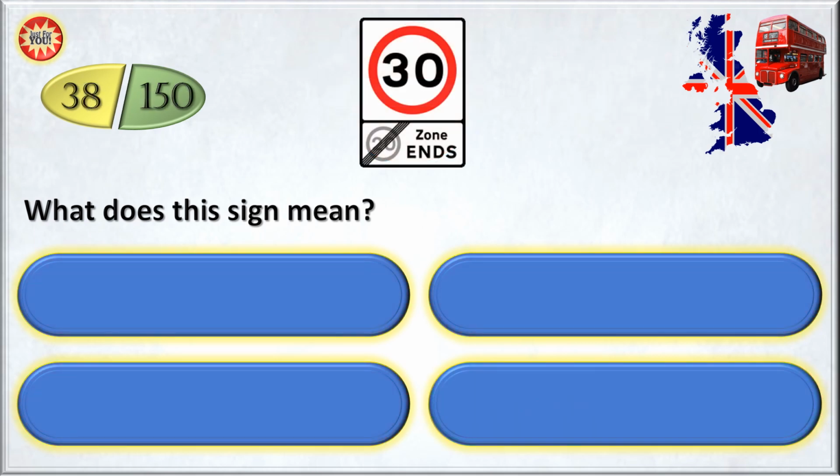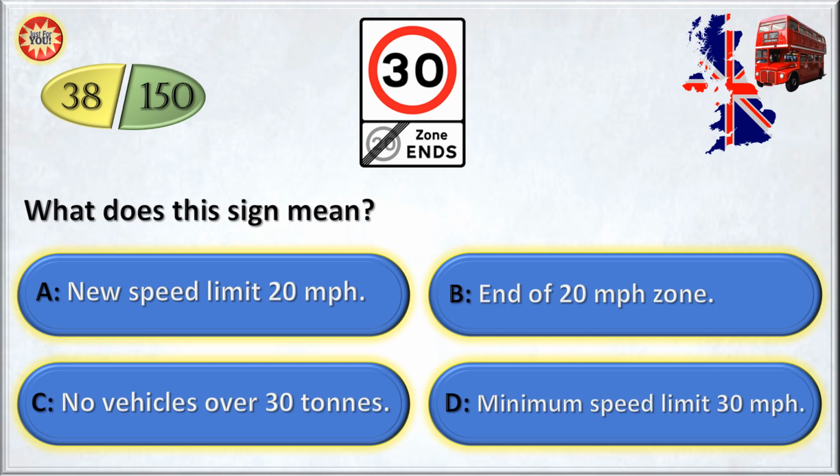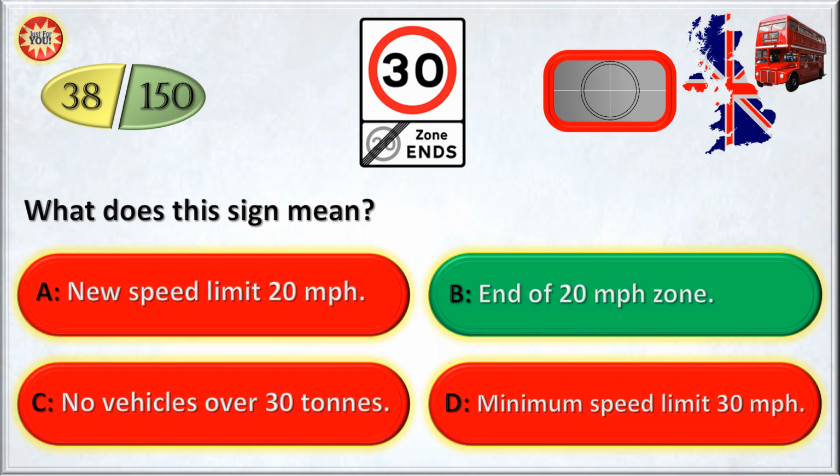What does this sign mean? New speed limit 20 miles per hour. End of 20 miles per hour zone. No vehicles over 30 tons. Minimum speed limit 30 miles per hour. End of 20 miles per hour zone.